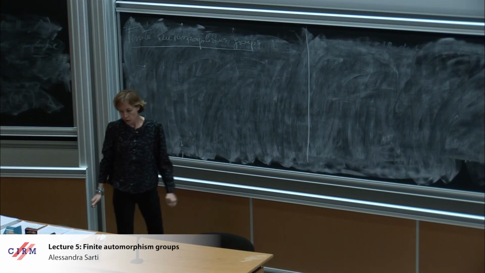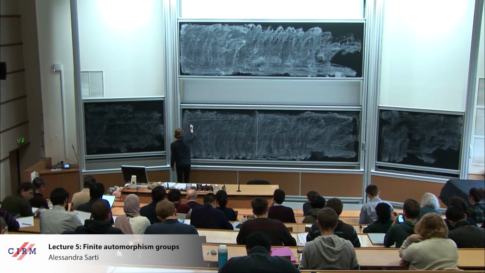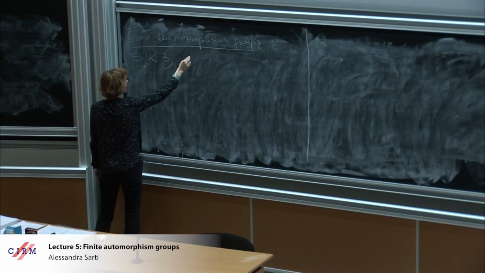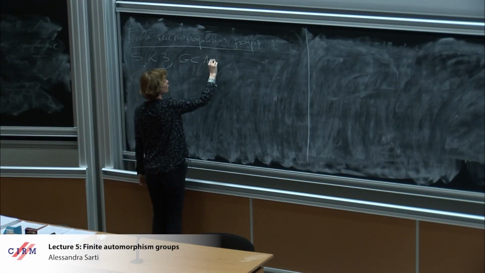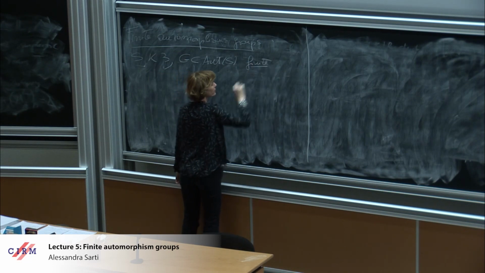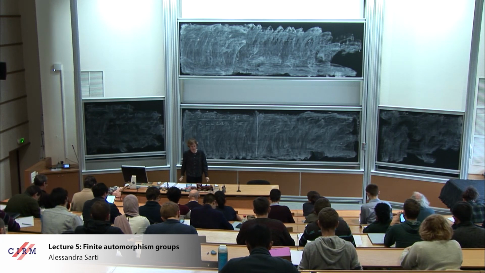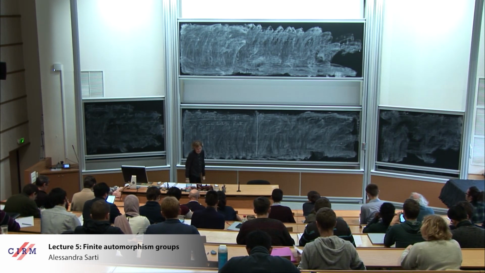Okay, as usual, I denote by S always a K3, and G in the automorphism group of S, finite. So that's very important, actually. In all that I'm going to say, any automorphism is always supposed to have finite order.